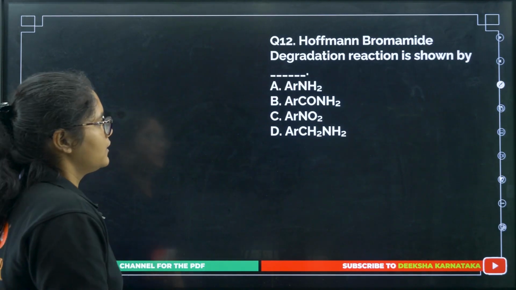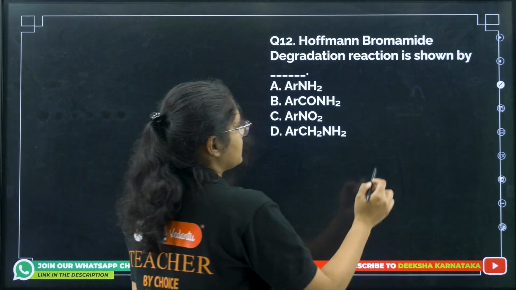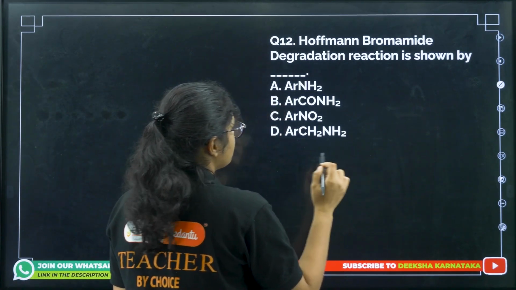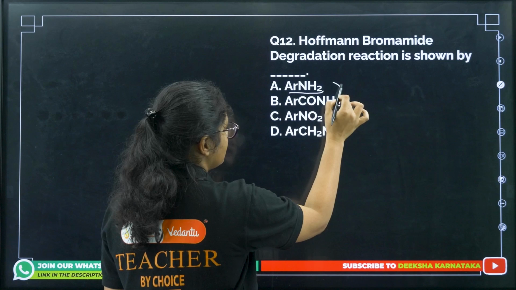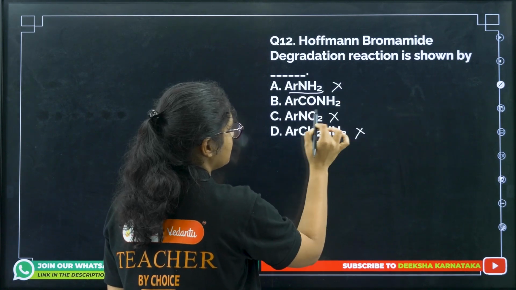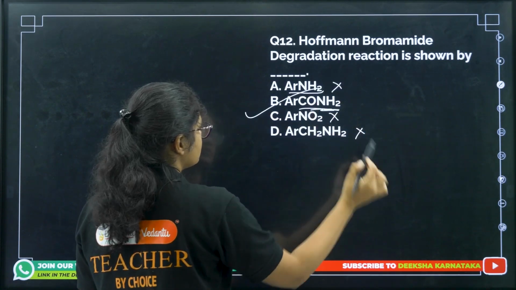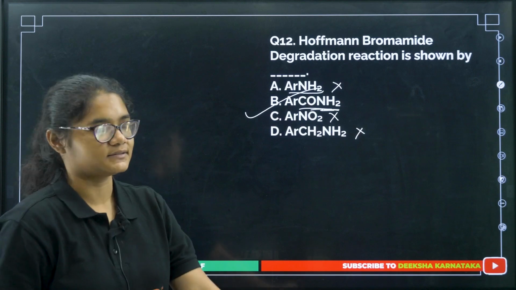Okay. Next, Hofmann bromamide degradation is shown by. So this is shown by amides. This is an amine, this will not show. Nitro group will not show. Amine group will not show. Amide group will show. So option number B is the correct answer.